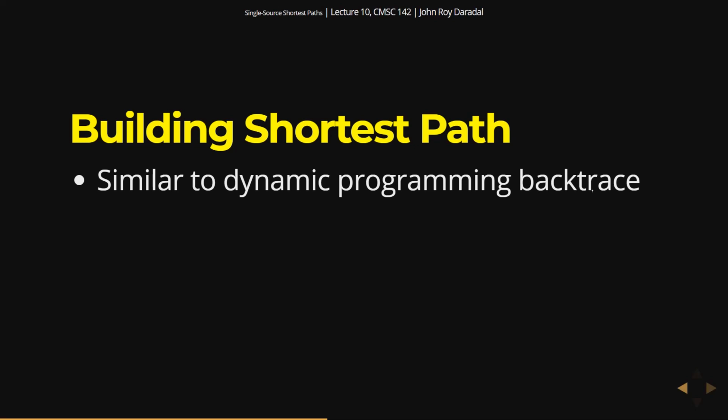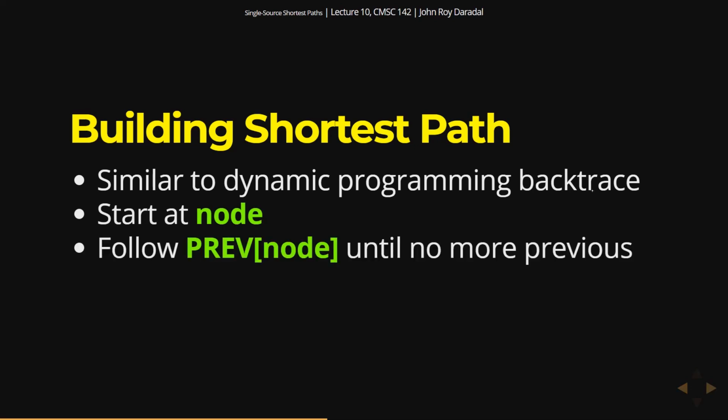So far in the algorithms that we'll see, we will also only compute the shortest path length. Now, if you want to compute the actual shortest path itself, then we will try to keep track of something called the backtrace. Similar to what we did in dynamic programming, right? So we start at a certain node, and then we follow the previous node until there are no more previous, and then we will reverse the path because we are starting at the last part, at the node itself. So we'll just reverse it because we're following the previous. Okay, so you're already familiar with this if you've seen the dynamic programming lecture.